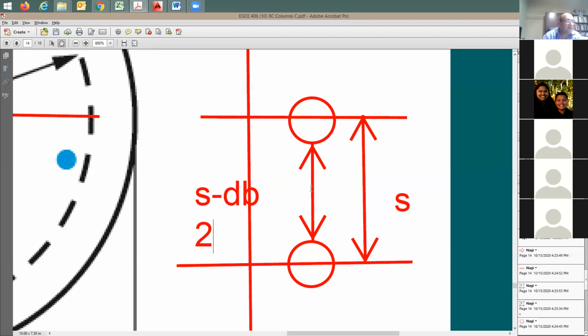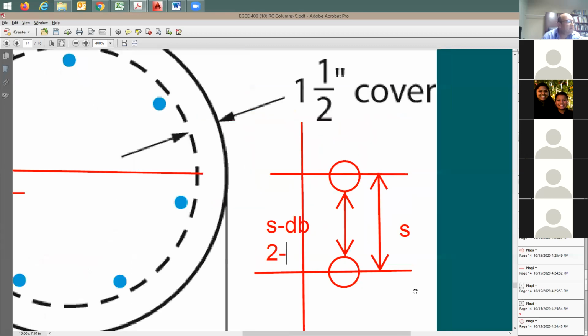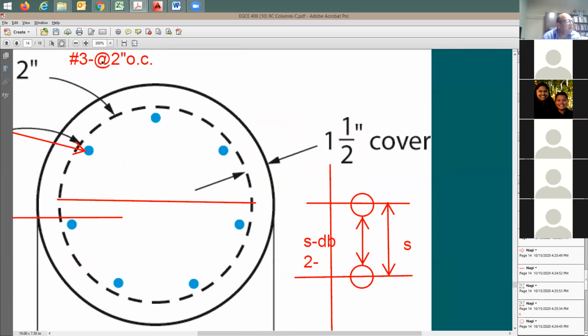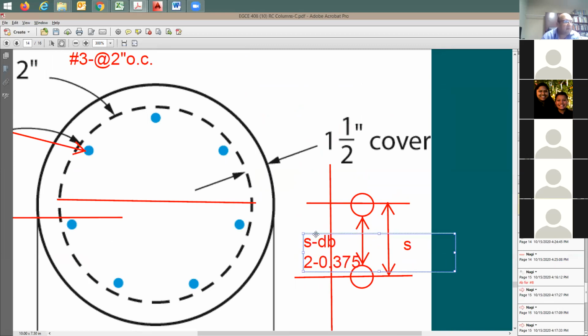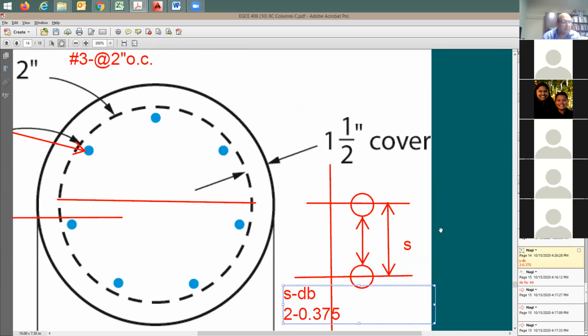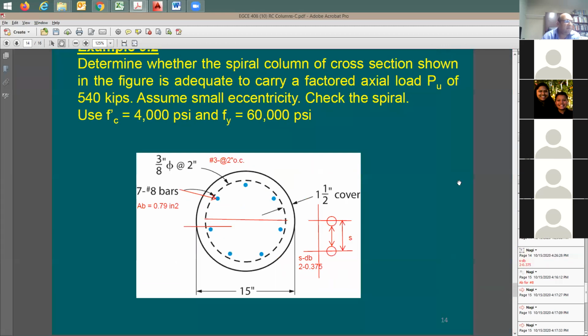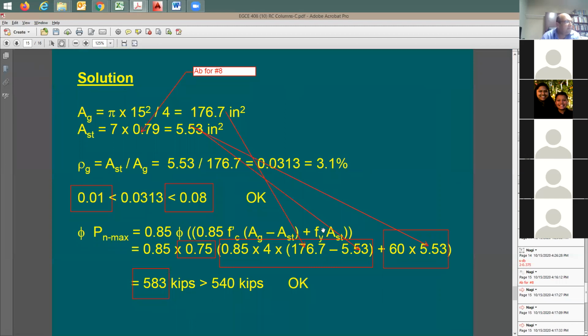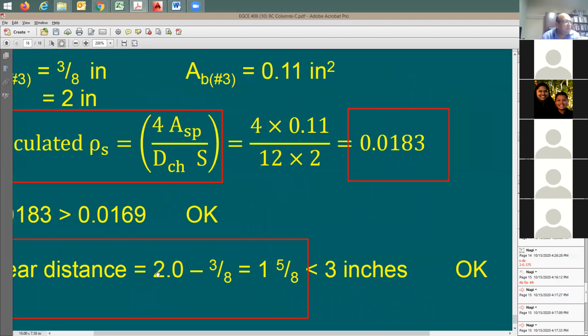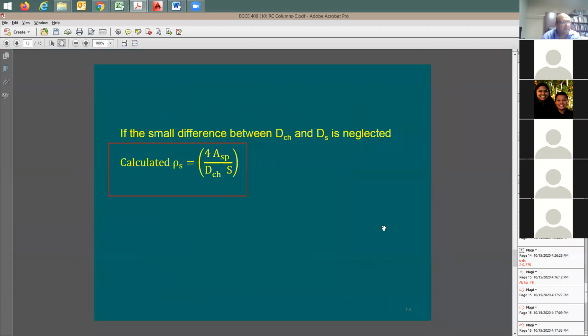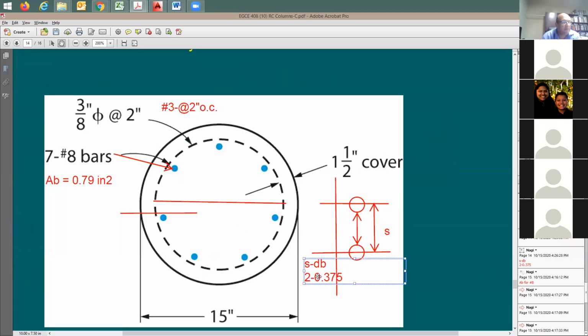So, 2 inches minus. How big is this rebar? You guys know? I'm going to say number 3. What does it mean by number 3? It means 3/8 of an inch, right? 0.375 or 3/8. Now let me go here and check. 2 minus 3/8, which means 2 minus 0.375 is going to be 1 5/8 of an inch, which is the same as this one.